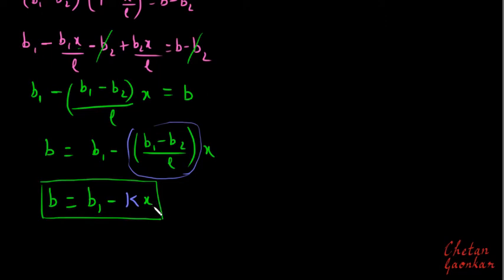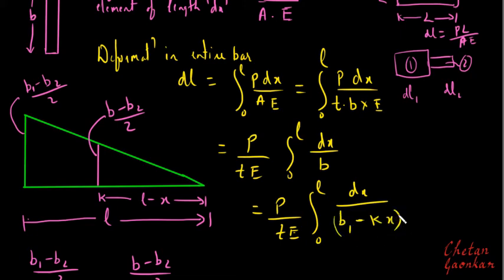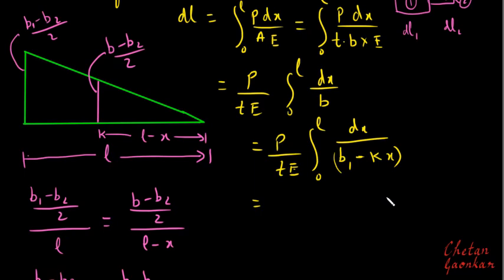Fine. So in place of b we will have to substitute b1 minus k times x. So this will be now p divided by t e, and then in place of b I will have to write b1 minus k times x. Now this I need to integrate, and we know that this is of the form integration of 1 by x, which can be written as log x. And then similarly if I have integration of 1 by minus x dx, this will be log of minus x divided by minus 1, right?